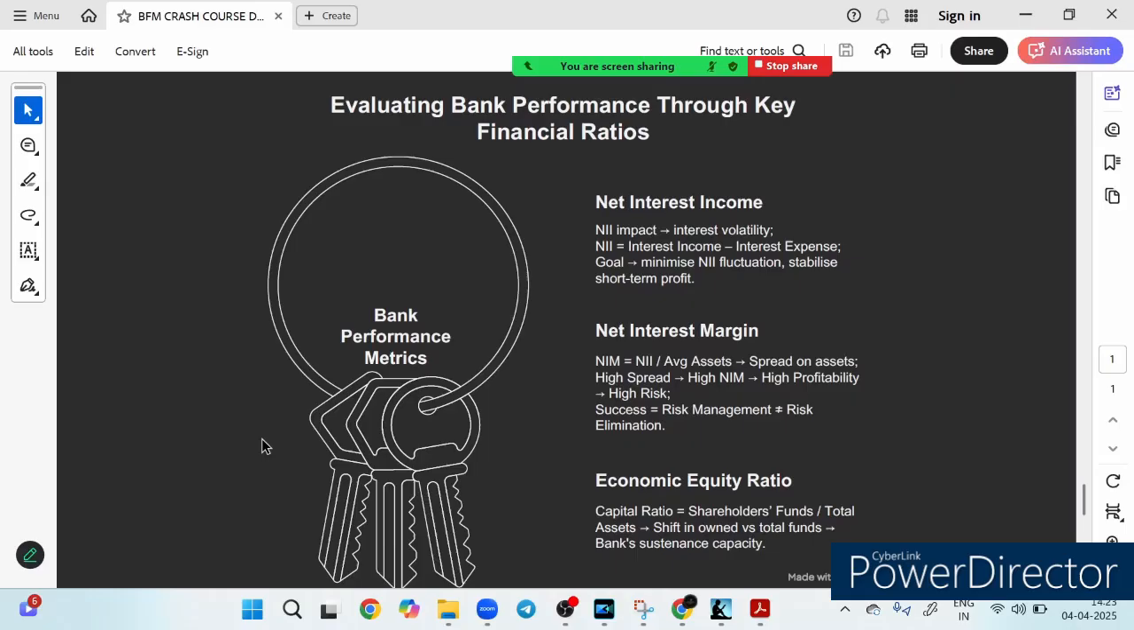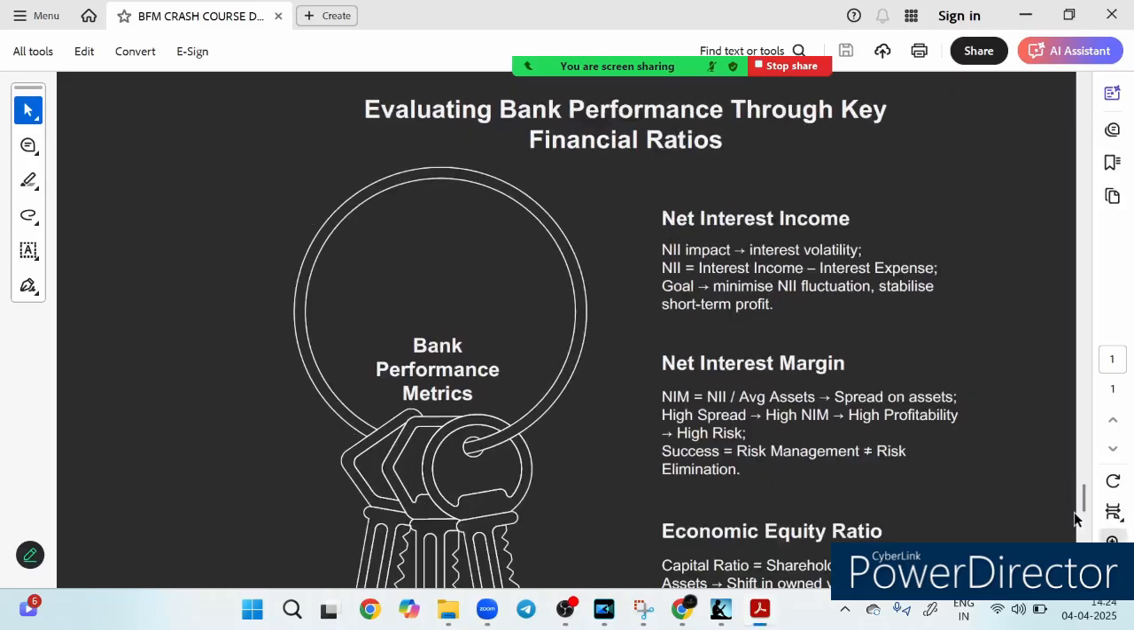So friends, now let's look at how we know if a bank is performing well. Just like we check our financial health using savings, income and expenses, banks use some key financial ratios to measure their stability, profitability and risk. So let's look at some ratios. The first is called net interest income. This is the bank's earning engine. Every bank earns interest from loans and investments, but also pays interest on deposits and borrowings. The difference between these is called NII, net interest income, right?